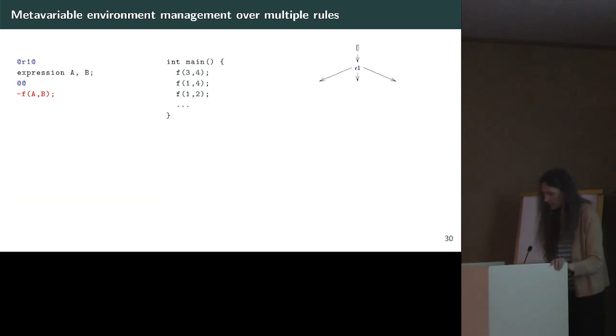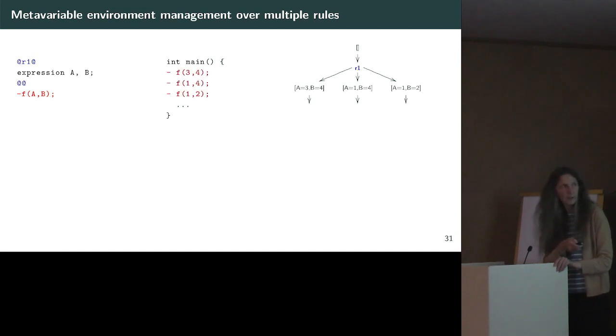So here's our first rule. Here's a little bit of our code. We start out with an empty environment because we haven't done anything yet. We apply rule 1, and as I said, we can apply rule 1 at 3 different places, and things come out in 3 different ways.